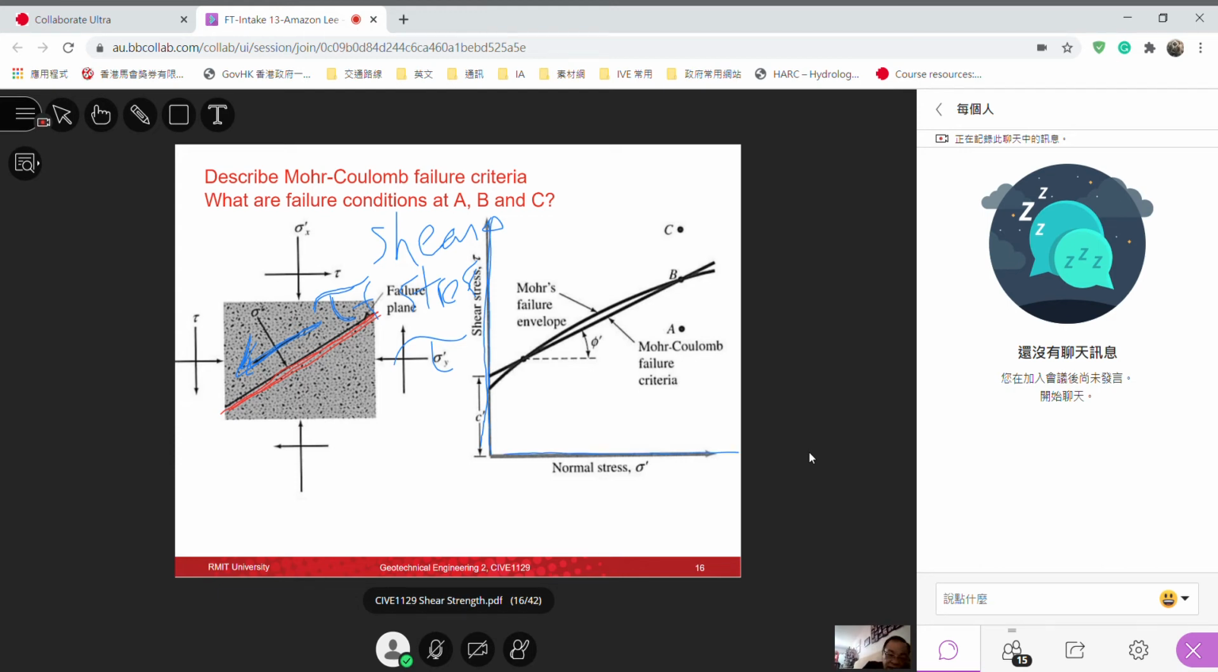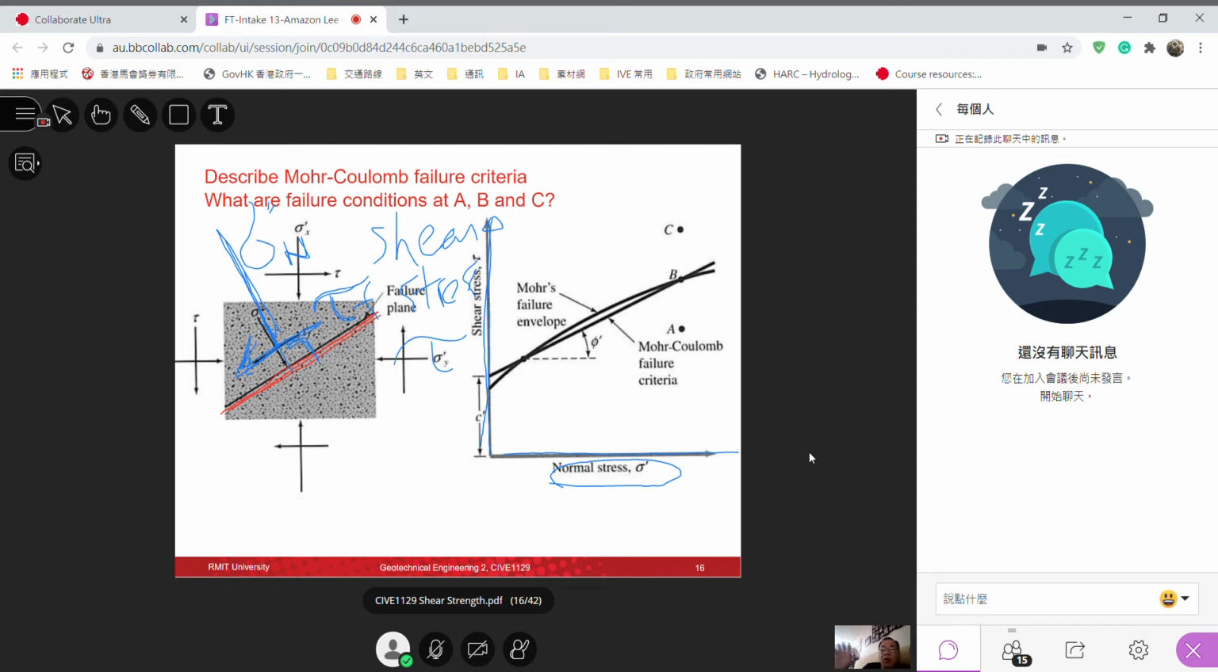That means the normal stress that potentially develops perpendicular to the potential failure plane. This n is normal, so it's the normal stress to the potential failure plane.